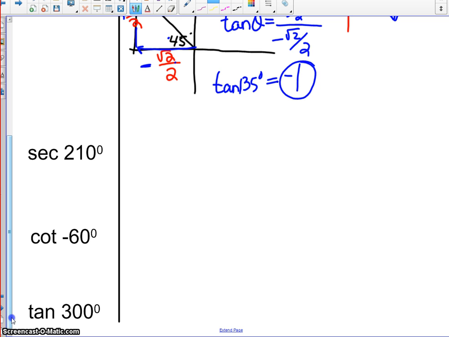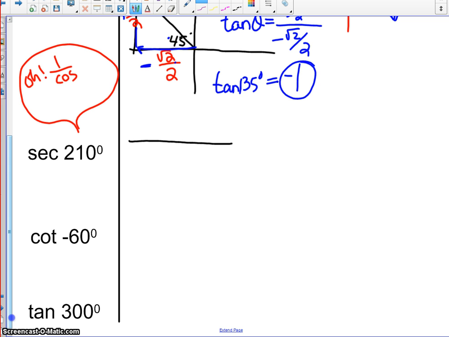Now, mind bubble, what I want you to think when you see secant is, oh, it's 1 over cosine. That's what I want you to be thinking in your head, okay? Oh, we have 1 over cosine. So your first step is just, where is 210 degrees? 210 degrees would be right here. All right, so the 210 degrees kind of comes like this.